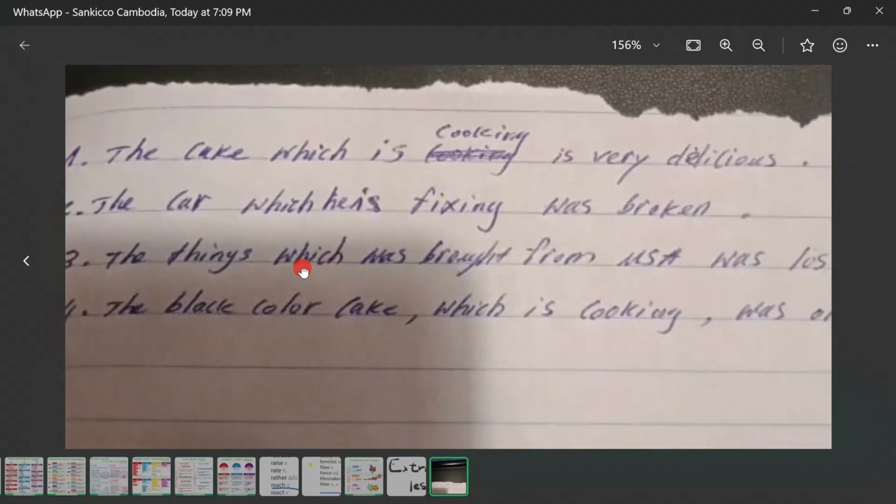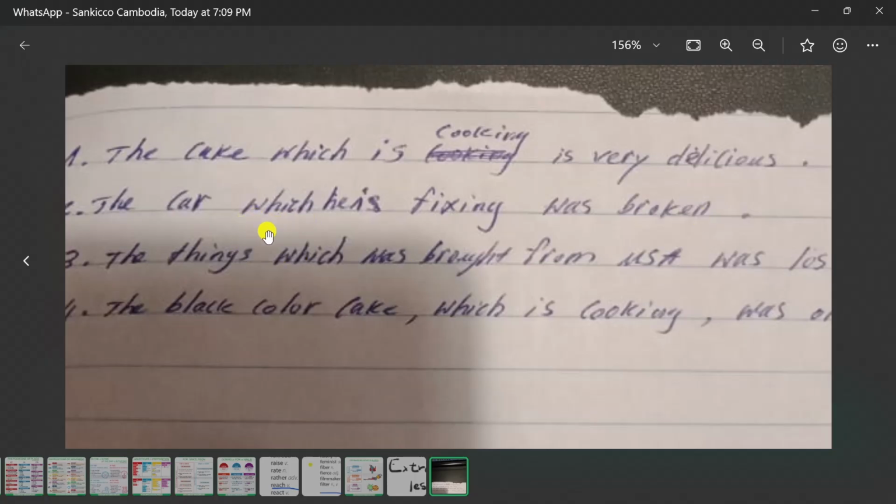Okay. But the delicious. Then it would be a capital. That person is delicious. Yes. Okay. But which is correct over here, and it's the subject. The car which he is fixing was broken. Yes. The car was broken. The car which he is fixing was broken. This one is okay.